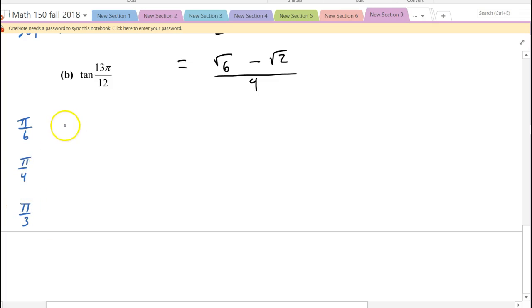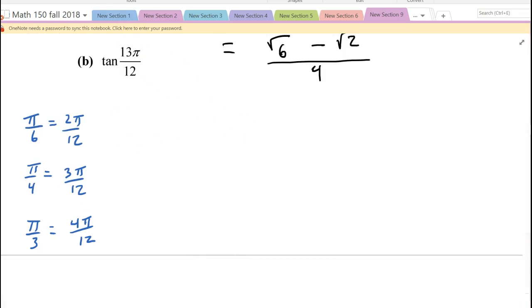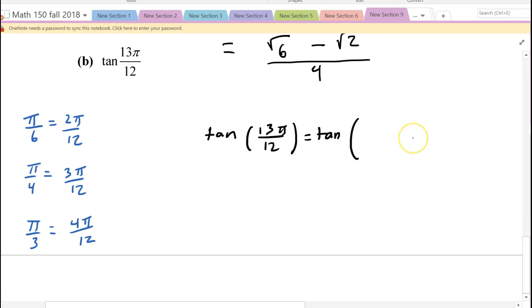To make it more obvious, what I would do is I want the denominator to be 12, right? So I would rewrite these in terms of the same denominator. So I would write pi over 6 as 2 pi over 12, pi over 4 as 3 pi over 12, and pi over 3 as 4 pi over 12. And then I would ask myself, well, is there a way to form combinations of these, any two combinations, multiples of them as well? I can use multiples of these that will add up to 13 pi over 12. Anyone have the combination?